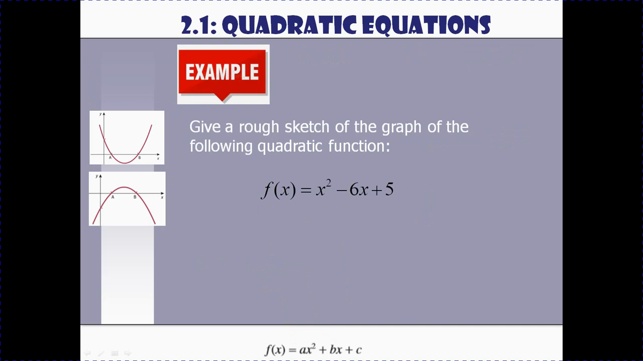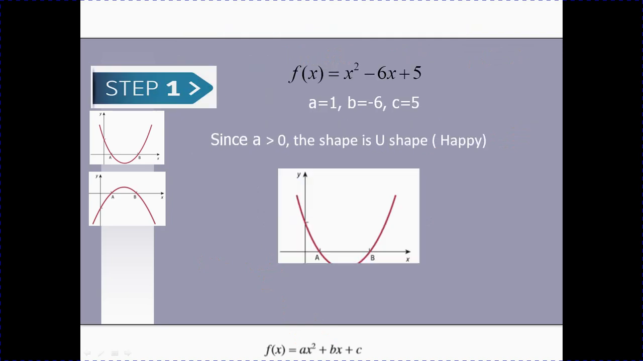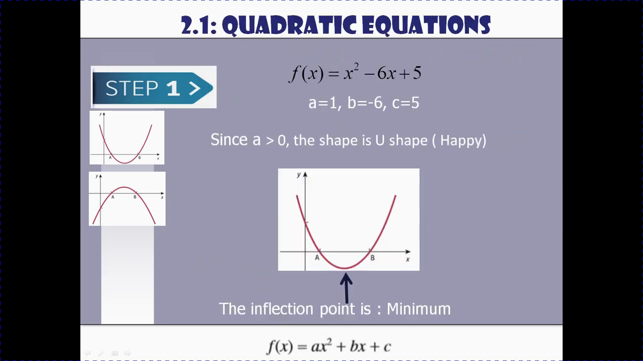Let's go to an example. Give a rough sketch of the graph of the following function. Function f of x equals x squared minus 6x plus 5. This is the function. Now we'll start identifying a, b, and c. A equals 1, b equals minus 6, and c equals 5.